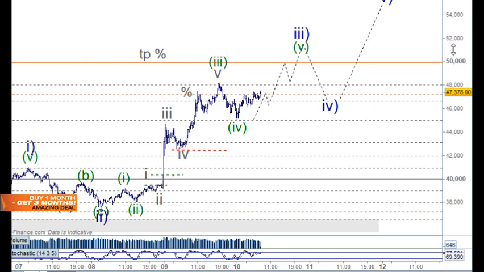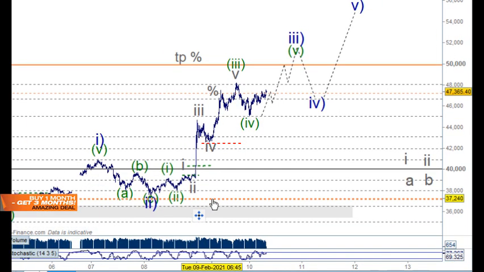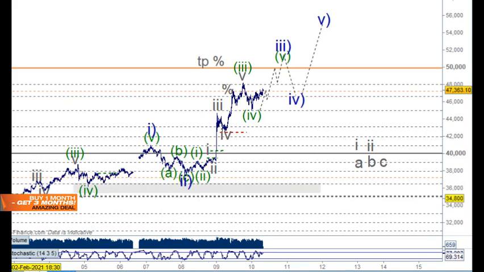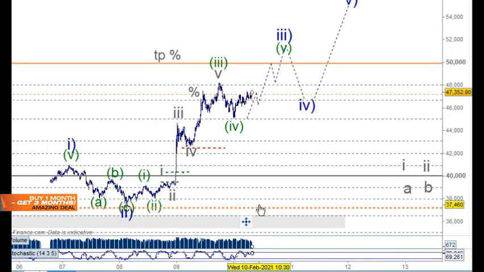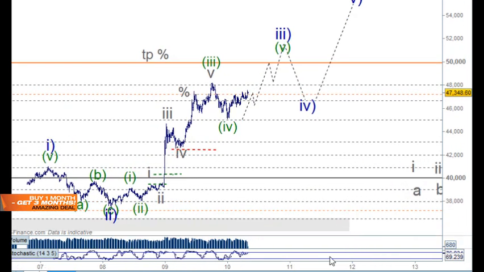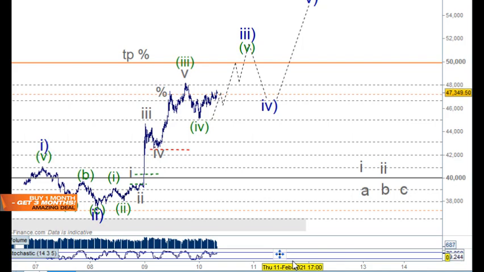Okay, well look, that's it really. If you've taken these trades, or even these trades back here that we've had, then it's a nice place to take a bit of profit. Okay, you might be able to suck a bit more out of it, but I'll leave that up to you.